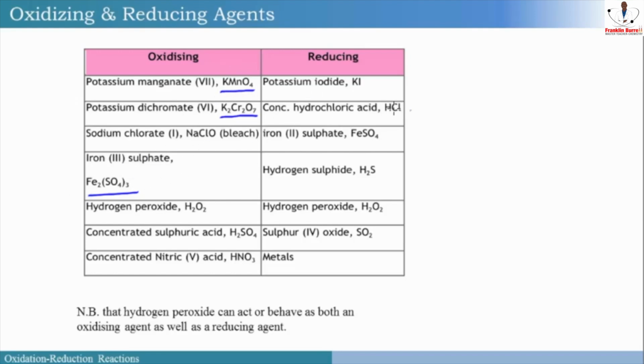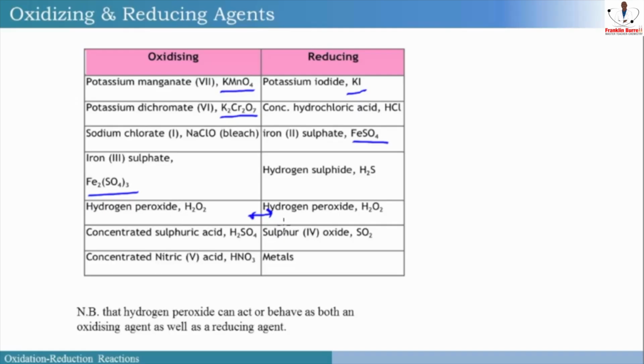Your common reducing agents would be your potassium iodide and your iron 2 sulfate. You'll see that hydrogen peroxide here can act both as an oxidizing agent and a reducing agent. But if it is with a stronger oxidizing agent, then it will act as a reducing agent.